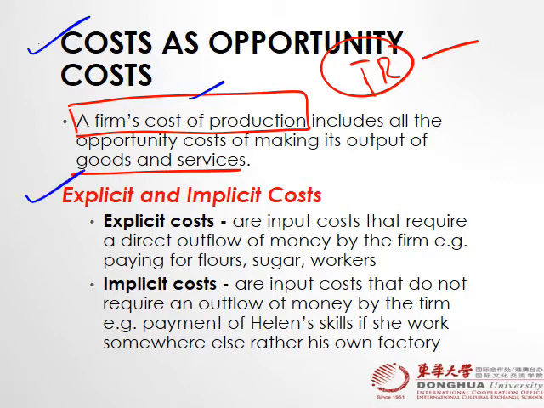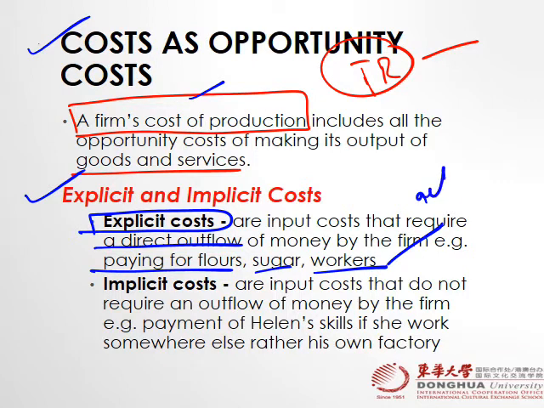So there are explicit costs and there are implicit costs. Explicit costs are those costs which involve actual or direct outflow of cash or money by the firm. For example, which you actually pay out of your pocket. For example, paying for flour, sugar, and labor, right? So these include actual cash outflow, right?